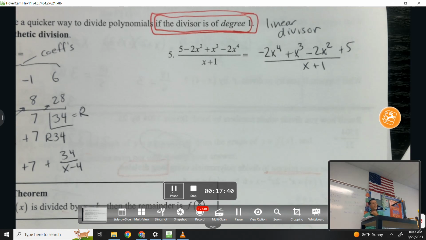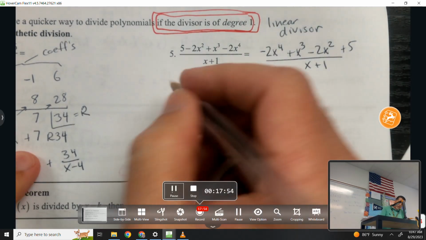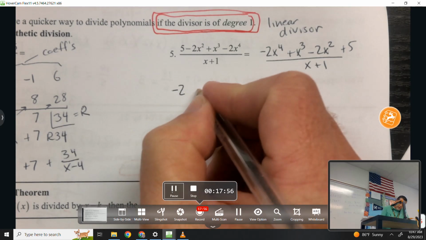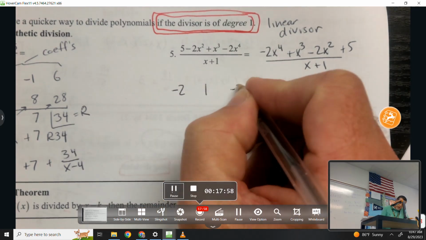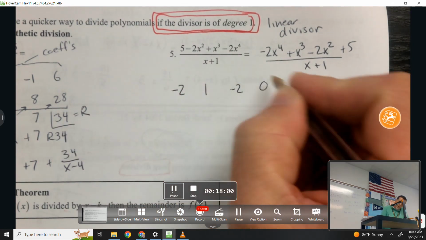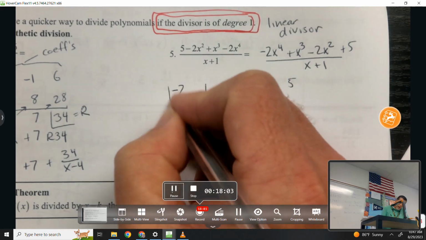Anything else you don't like about it? There should be. There's something that's different about it. There's no x term. So how do I handle that? Put a 0 in there. So let's write the coefficients down. Negative 2, 1, negative 2, 0 for the x, and then 5.